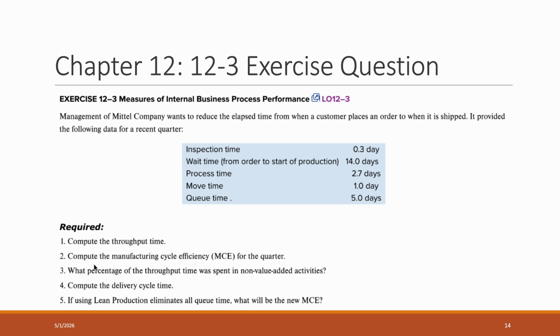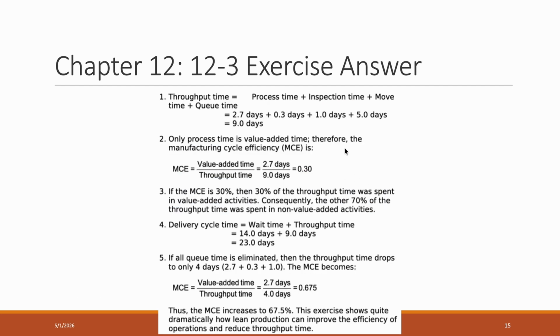Now we're going to compute the manufacturing cycle efficiency for the quarter. The formula is value added time divided by your total throughput time. And we know that throughput time is made up of value added time and non-value added time. The only time that is value added in the throughput time is the process time. Everything else is non-value added. So we're going to take our process time divided by our total throughput time.